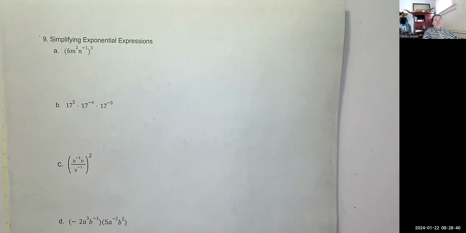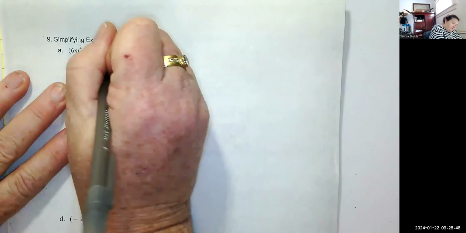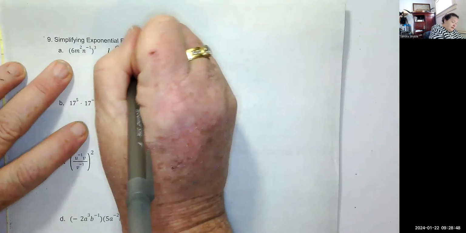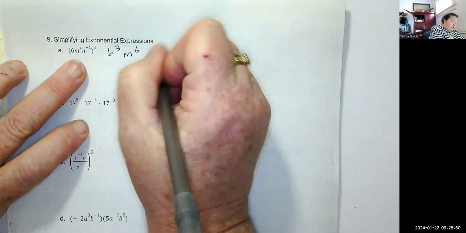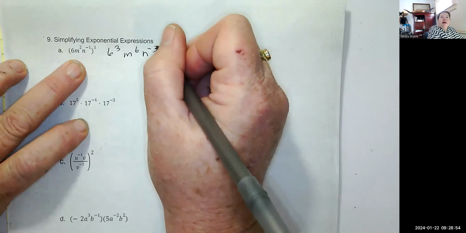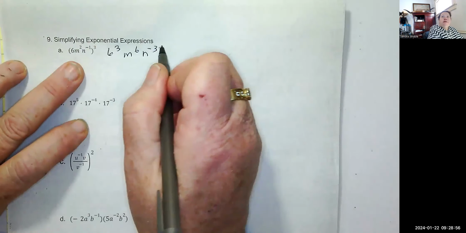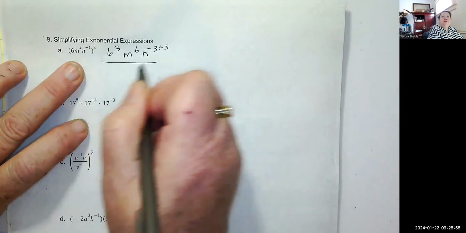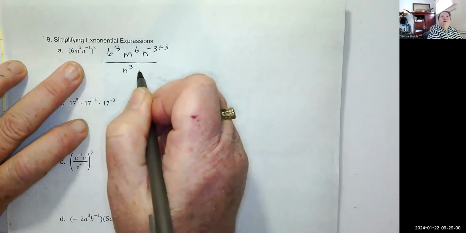All right. 6m squared n to the -1, all of that cubed. So we've got 6 cubed. We've got m to the 6, because 2 times 3. And then we've got n to the -3, -1 times 3. We do not want a negative exponent, so we need to add n cubed to both.